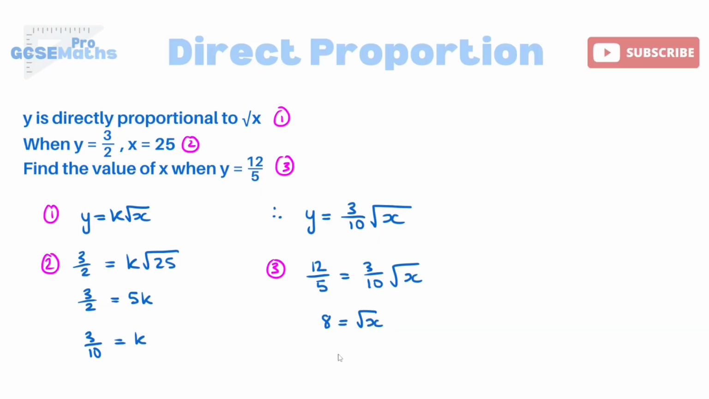And then obviously to get x, I need to square both sides. The opposite of square rooting is squaring. So x is 64.